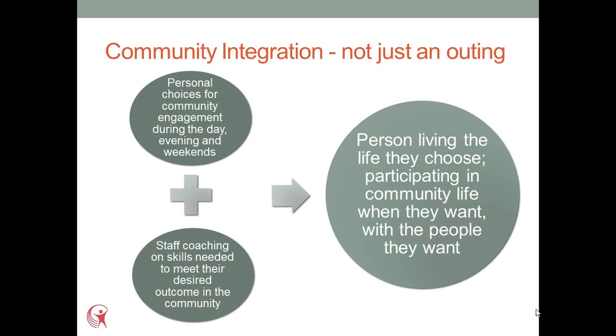So if you take a look at this slide, this is putting everything together in a formula. When we can help individuals make personal choices for community engagement about what they're going to do during their day, their evenings, their weekends, and then coach those individuals on the skills needed to meet their desired outcomes in the community. So it's a two-step process. It's making the choice and then that individual learning some skills and mastering skills to their maximum potential possible. And that will lead to the person living the life that they choose and participating in community life when they want, with the people they want.